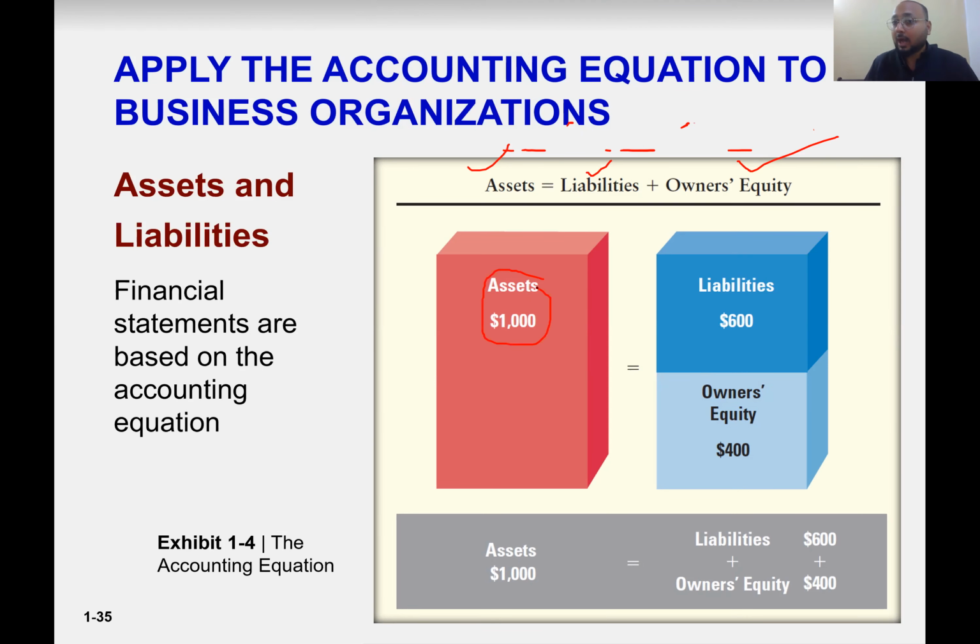So if we have assets of 1,000 and liabilities of 600, it means 400 is our owner's equity or stockholders' equity, right? So for every business, whether it is a proprietorship, partnership, LLC, or corporation, the accounting equation remains the same, right? And what is the accounting equation? Assets equal liabilities plus owner's equity. You can rearrange the equation: if assets and liabilities are given, you can find the equity. If equity and assets are given, you can also find the liability, right?